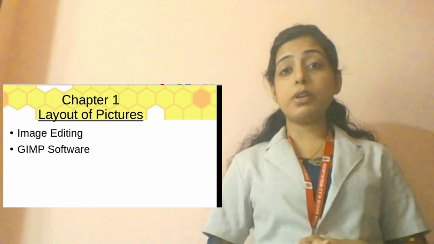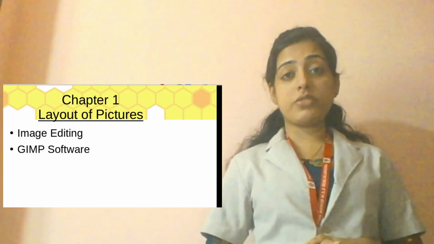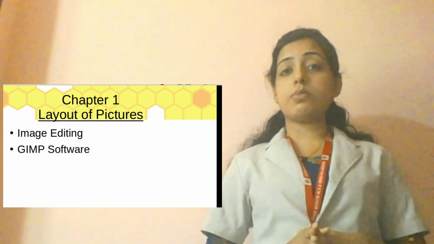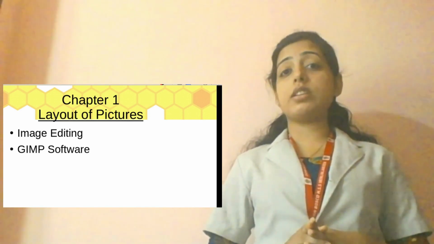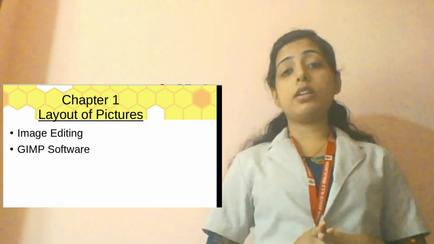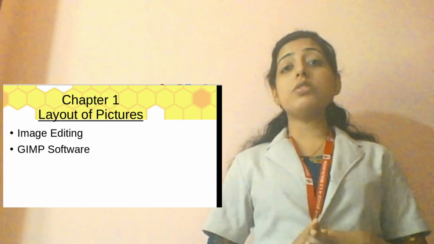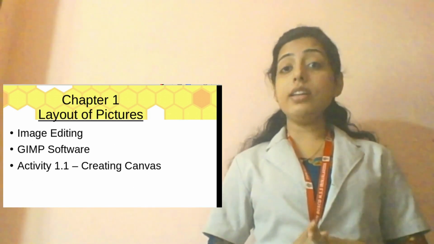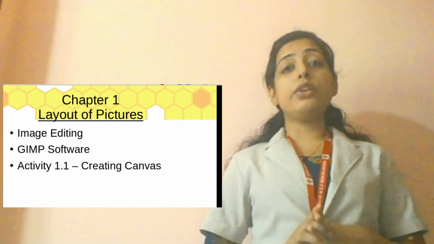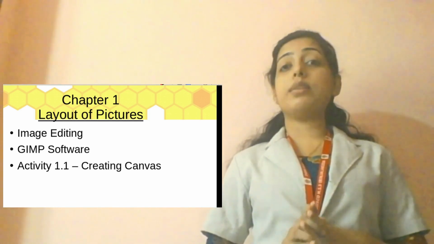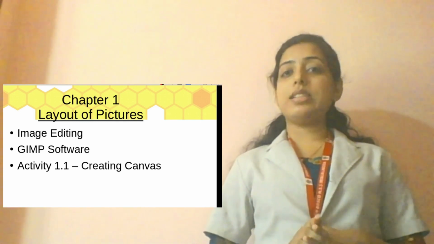And in this chapter you have learned about which software? GIMP software. The full form of GIMP is GNU Image Manipulation Program. And in GIMP software, what was the first activity? The first and foremost activity is creating a canvas. So for creating a canvas, go to File, New option, and there you can see one template option. From the template option, select any template.